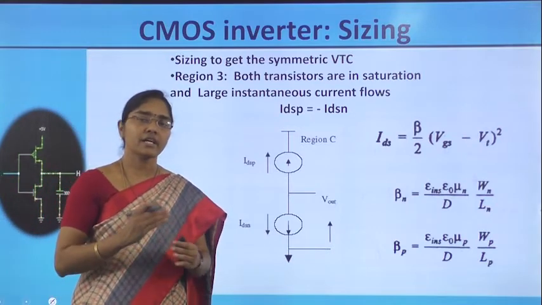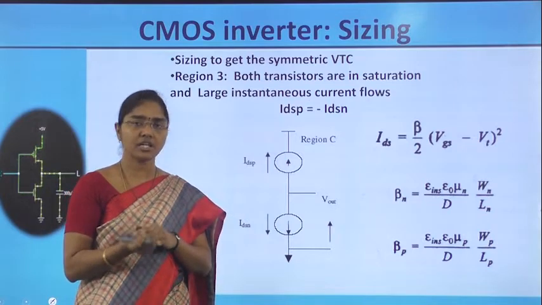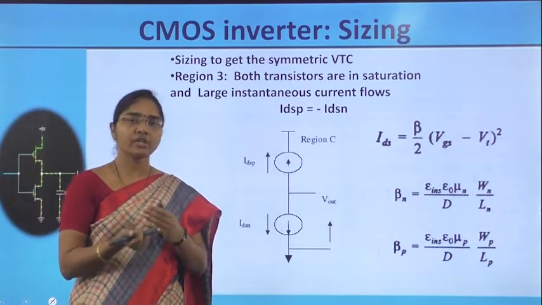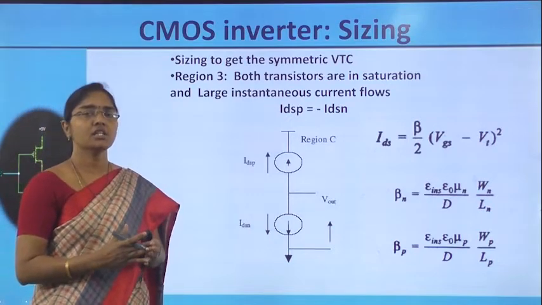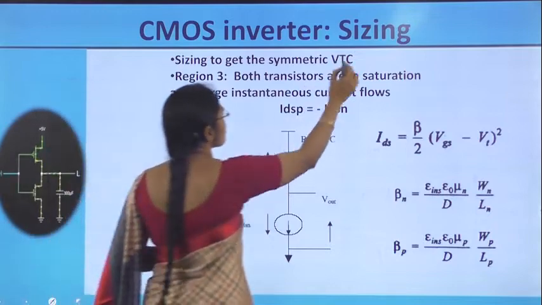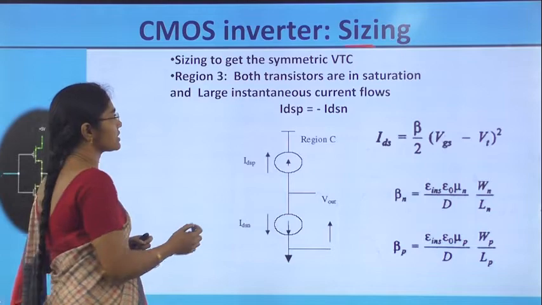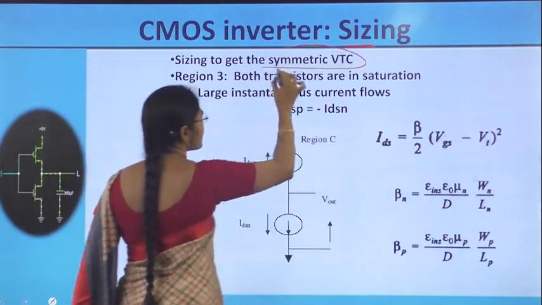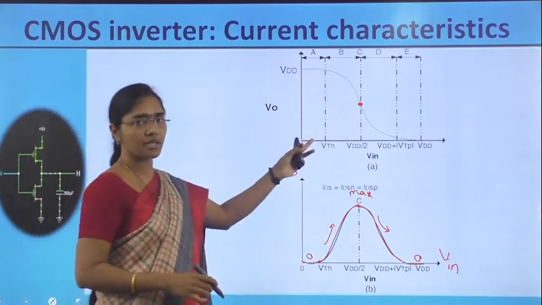Now, using these current characteristics, the two from region C, maximum current characteristics, we are going to find the sizing of the transistors for getting the symmetric voltage transfer characteristics. So, sizing for the symmetric characteristics. Symmetric characteristics means what? From this we can understand that.